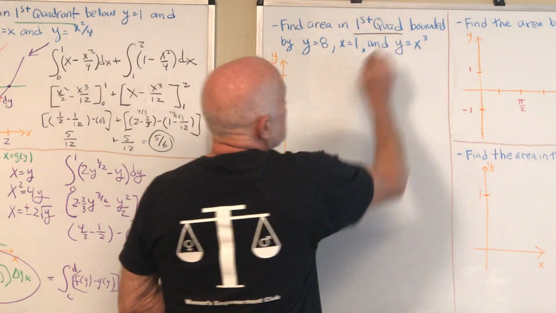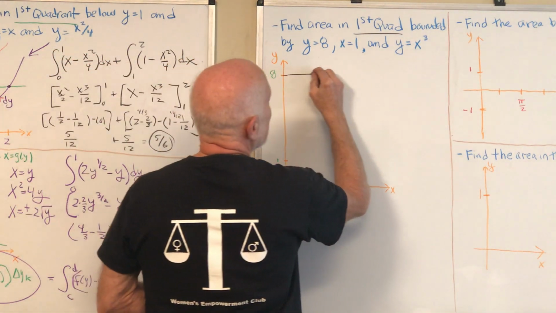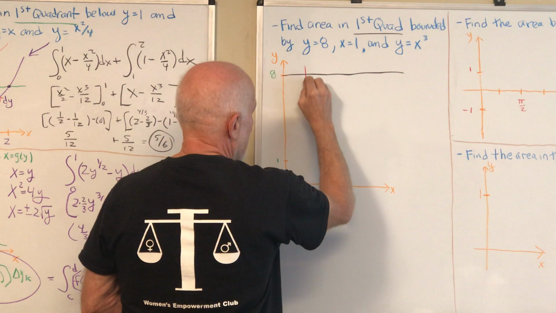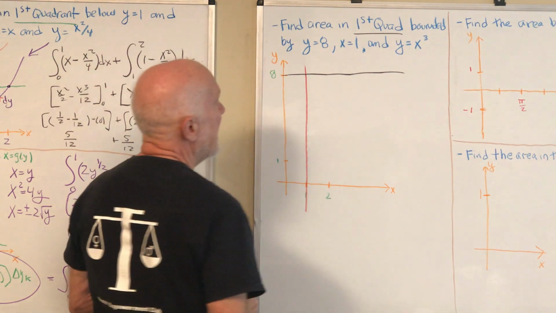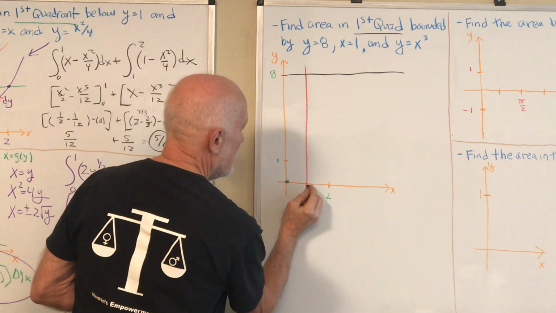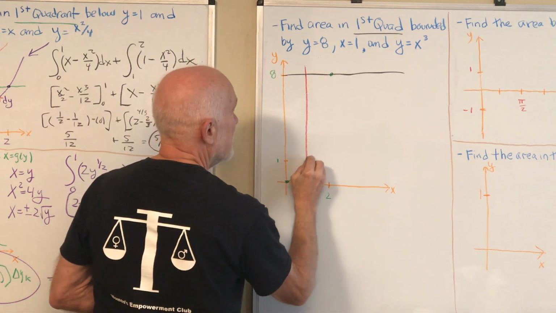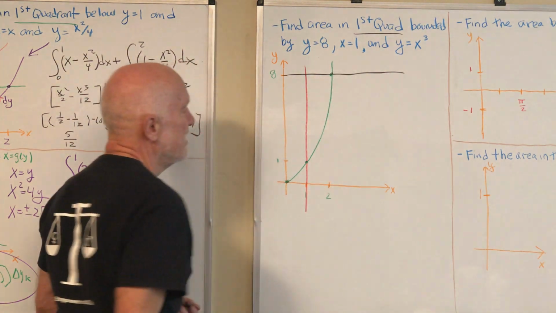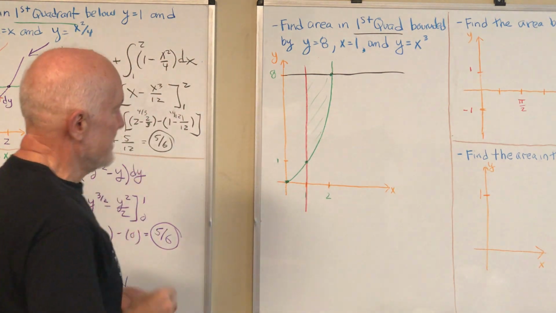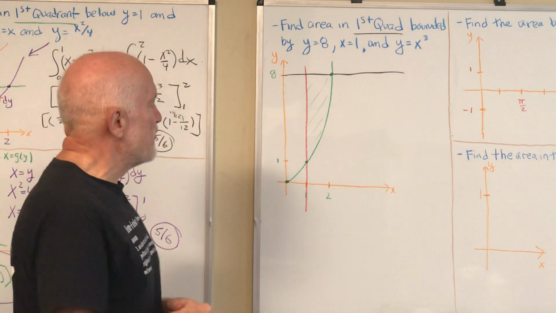Another one in the first quadrant. So I've only got the first quadrant graphed, bounded by y equals 8, x equals 1, a vertical line, and then y equals x cubed. So 0, 0, 1, 1, 2, 8. So that's what the cubic looks like in that part. And we see what we're trying to find the area of. Well, which way are we going to go? Let's try it both ways just for practice.